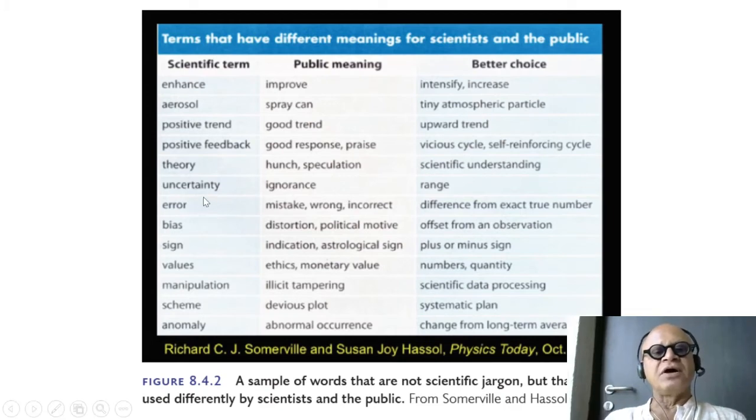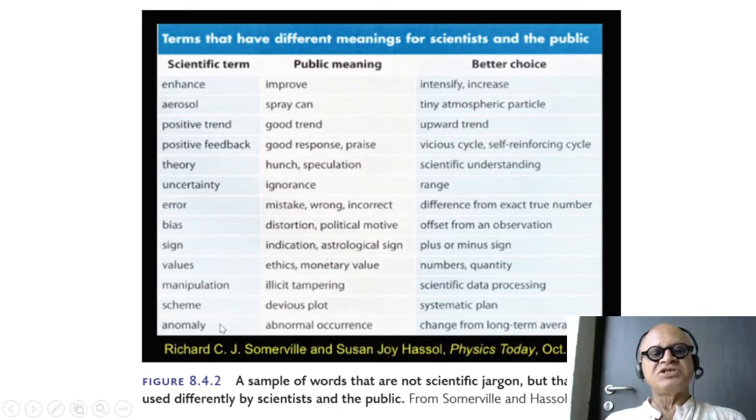Okay. Uncertainty can mean ignorance. Error can mean a mistake. Bias can mean a distortion or political motive, whereas when we say a model has a bias, we mean that it's systematically different from observations and we need to figure out why, whereas the general public may think we are somehow biased against something. There is a political motivation, racial bias, for example. Okay, sign is an indication, astrological sign.